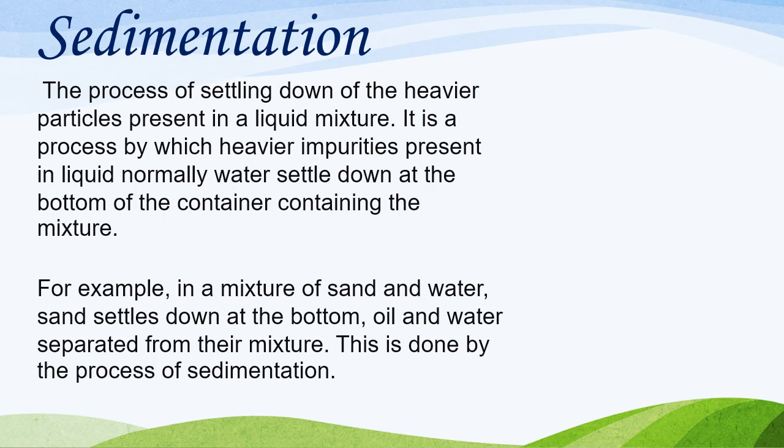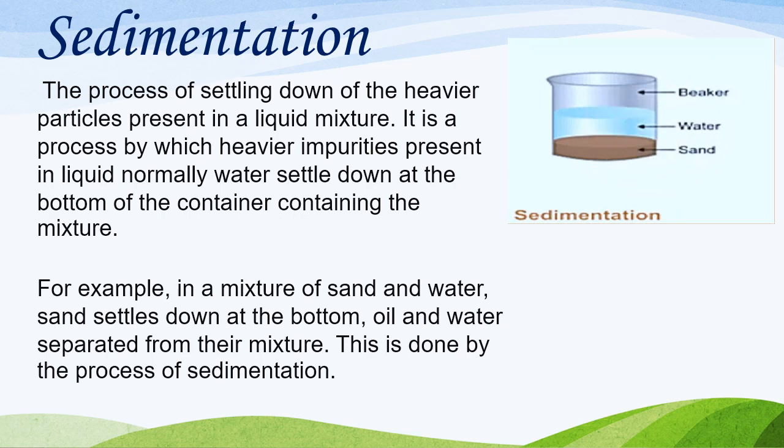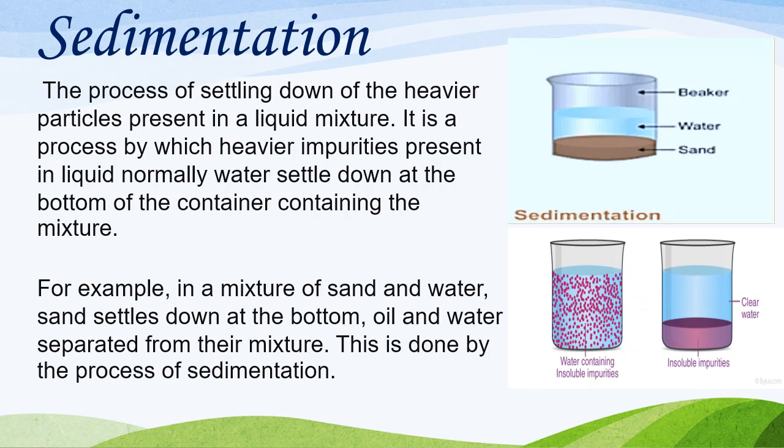So how can we separate it? Sand is heavier than water, so sand particles settle down at the bottom of the container and water comes up. Like this, sand and water are separated. Oil and water we can also separate, because oil is lighter than water, so oil comes up and water settles down at the bottom of the container. Like this we can separate these two substances also. So now let's see what the next process is.